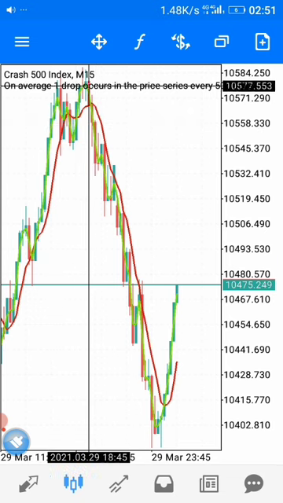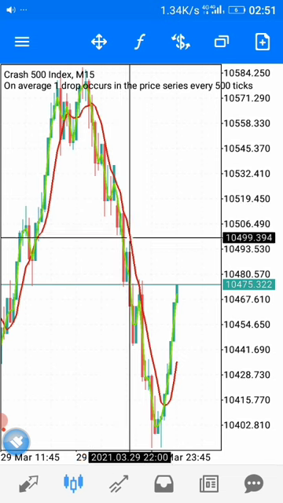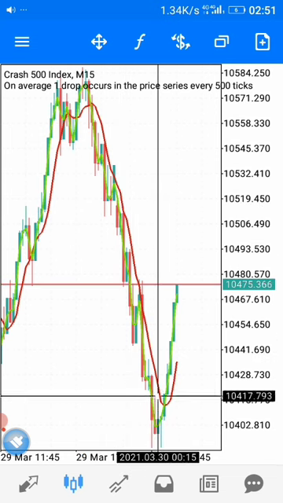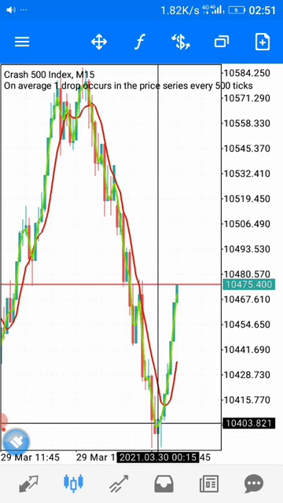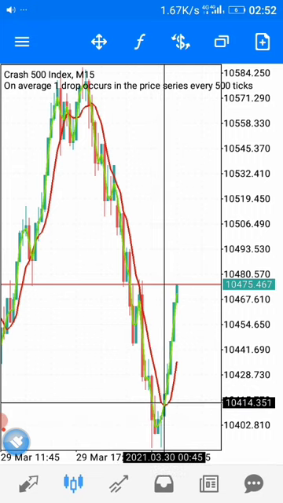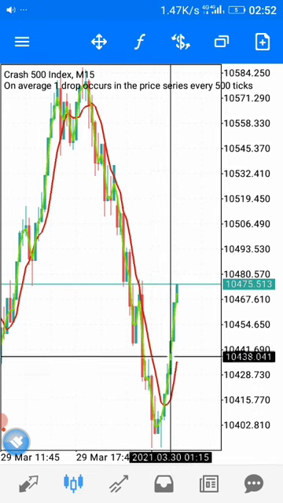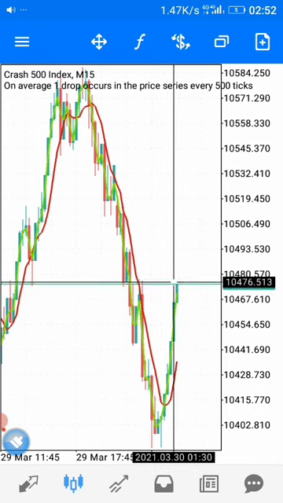You see the green moving average crossing the red downwards, and then you have this crash to this point. Now you see the same thing happening here again. The green moving average crossing the red moving average from down, moving up, and then you have this bullish movement.